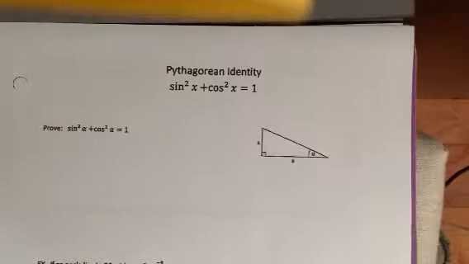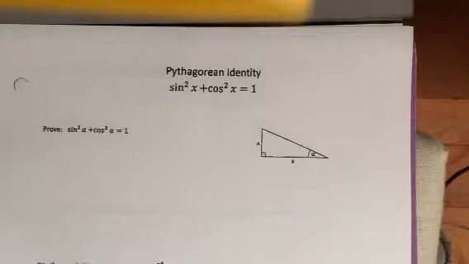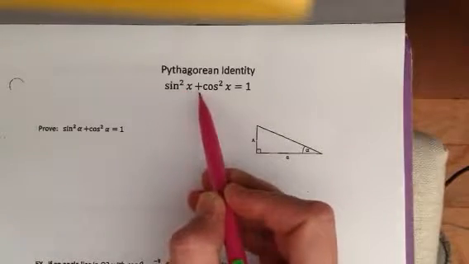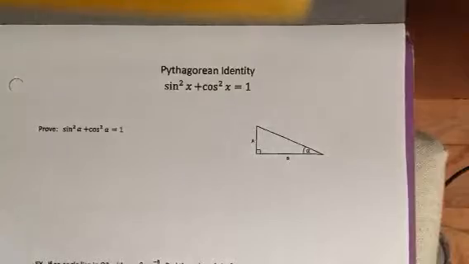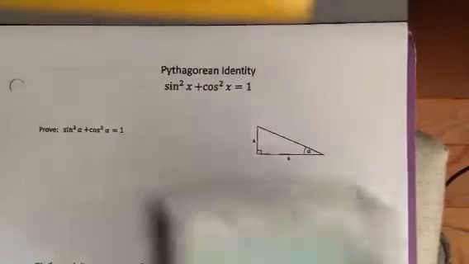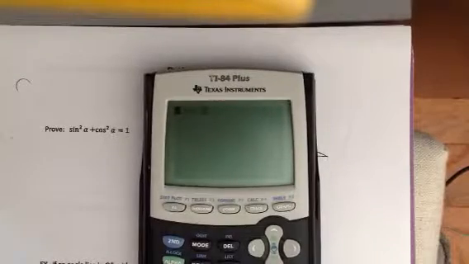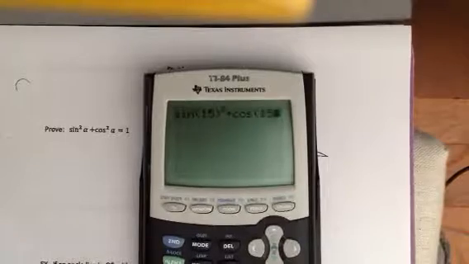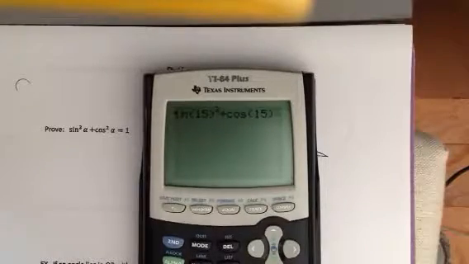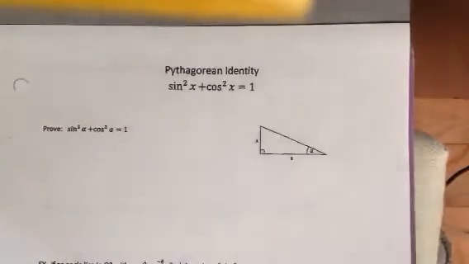Okay, so we're going to look a little bit more into the Pythagorean identity, which is very closely related to the Pythagorean theorem. But what it says is that the sine squared of any angle plus the cosine squared of that same angle equals 1. So we could, on our calculator, just to exemplify this, show that the sine of 15 squared plus the cosine of that same 15 squared is always going to be 1. And you could plug in any number you want and it will always be 1.